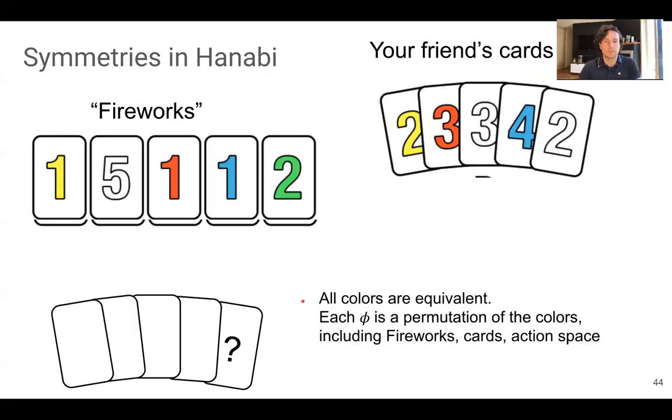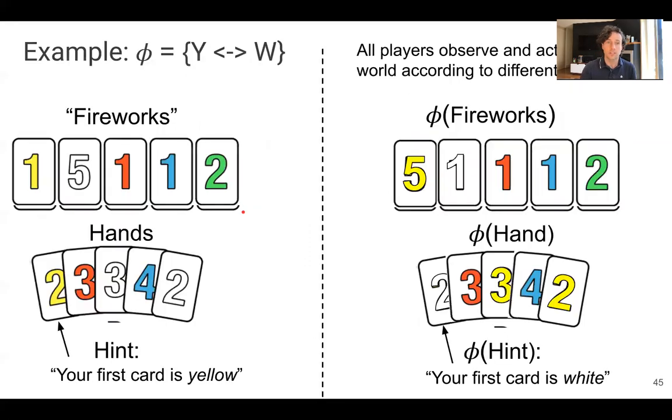So let's look at what the symmetries are in Hanabi. In Hanabi, it turns out the colors are all equivalent. There are no labels in the graph as per the definition of the problem. So yellow, red, white, blue, green all look exactly the same from the graph structure, from the functionality. And that means each phi is a permutation of these colors. So we're looking at one example here where we switch yellow and white.